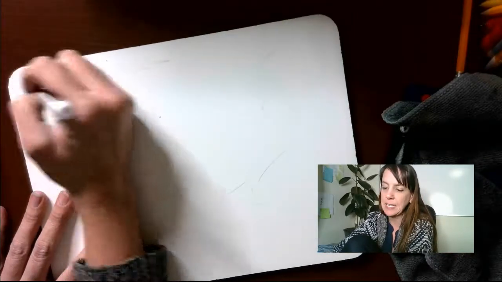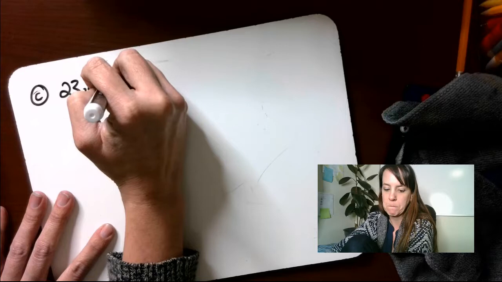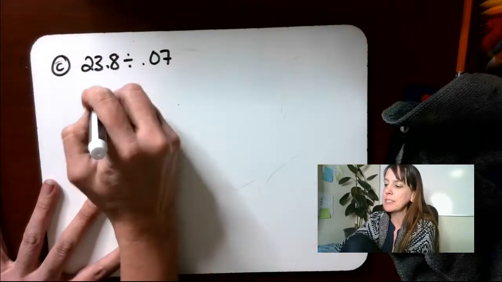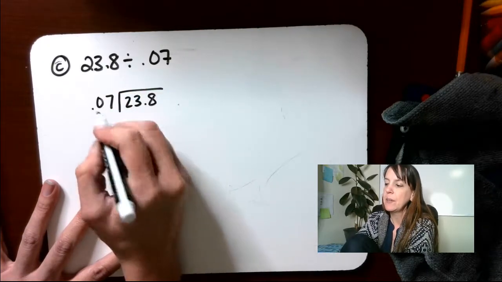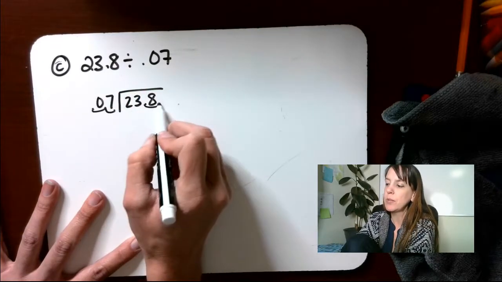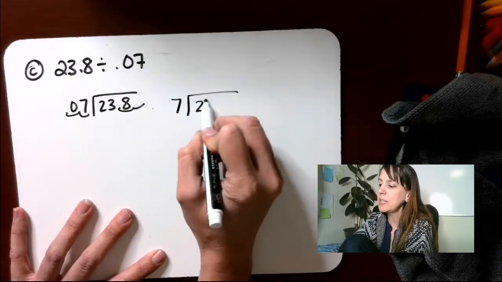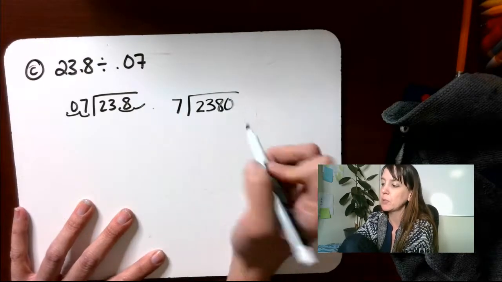So for C, we have 23.8 divided by 0.07. All right, so we're going to do 0.07 divided by 23.8. Move this over 1, 2 spots, 1, 2 spots. And so we end up with 7, 23, 8, and then I moved it over a spot, so I have to have that placeholder.